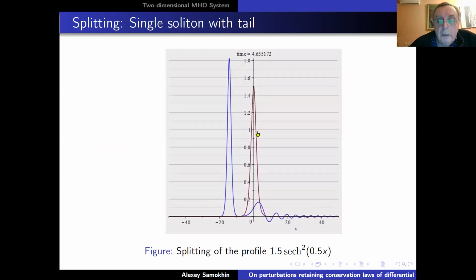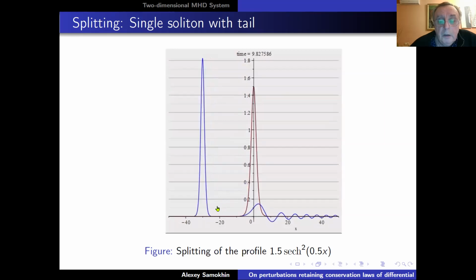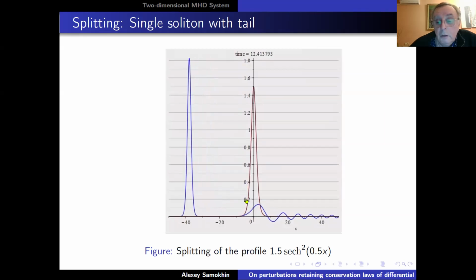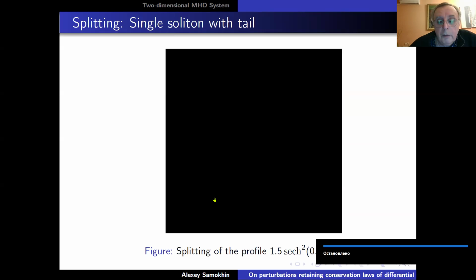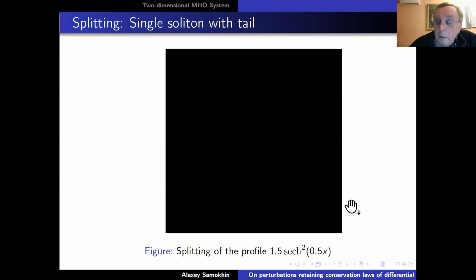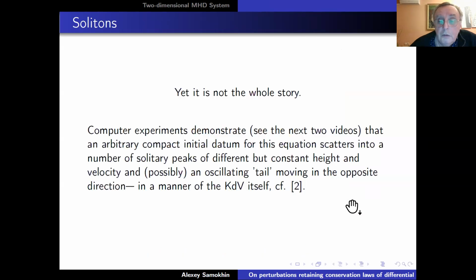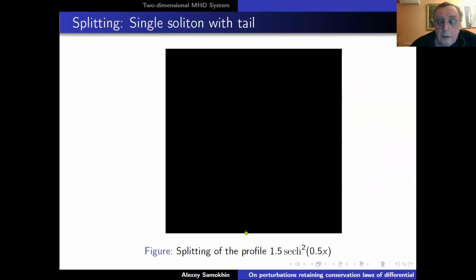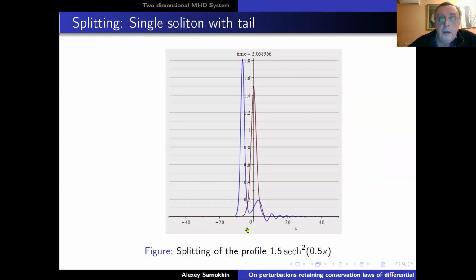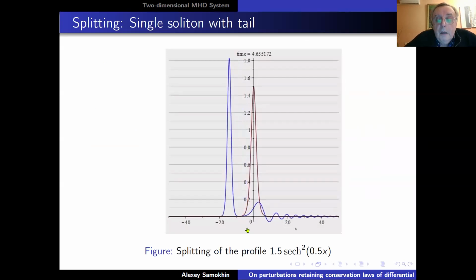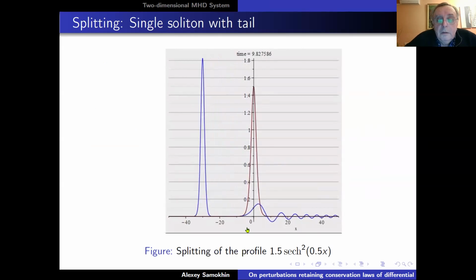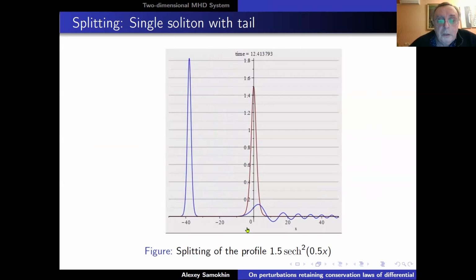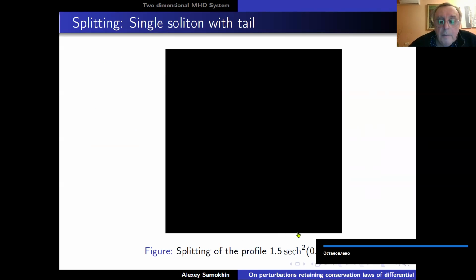The red profile is the initial profile. You see the peak of constant form and velocity. One may think that it is a soliton, but it is not a soliton, because solitons have such a form. And this one is not shifted, so it is not a soliton in itself.